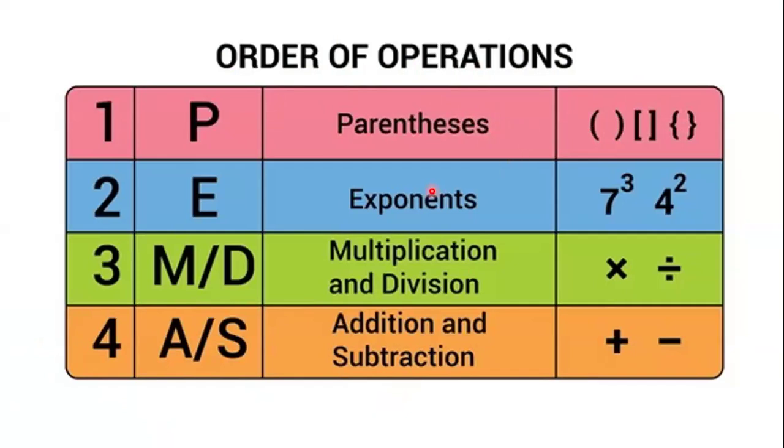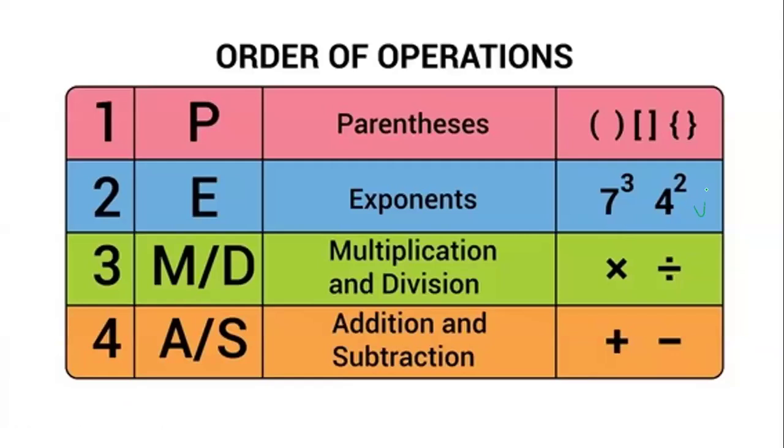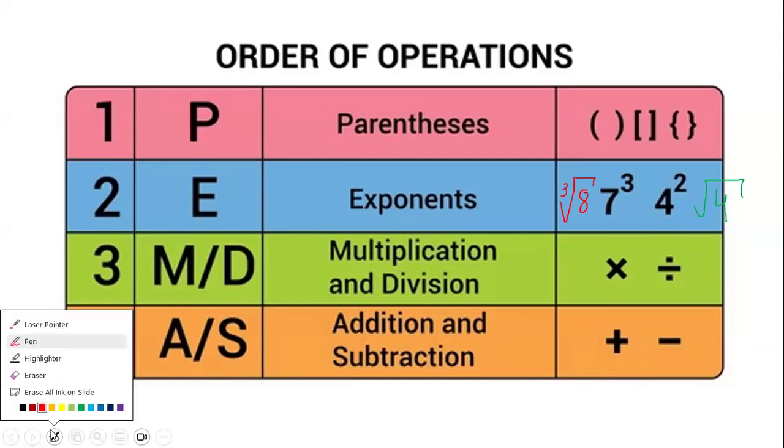And then the next thing is exponents. That would be a number raised to a power, or it could also be what? It could be square root. So we could do square root, or we could do, say, what? Cube roots, right? The cube root of 8. And so exponents include square roots, powers, and numbers raised to certain powers.